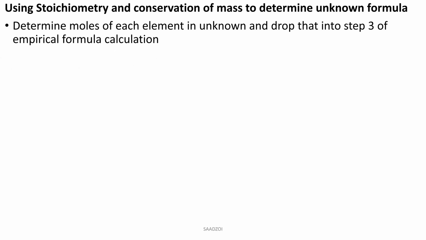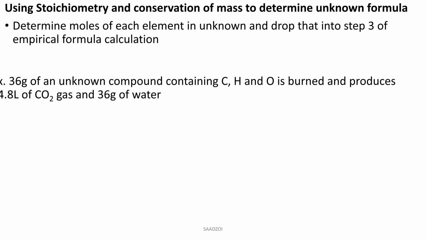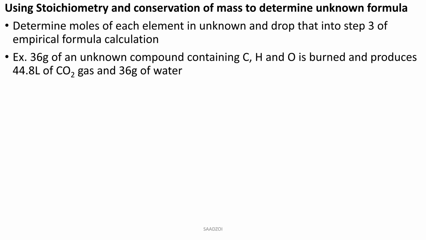All right, now we're going to put this together and do what's a typical question, which is you're trying to figure out the identity of an unknown using this kind of data. So you have 36 grams of an unknown compound, typical scenario, containing 3 elements, C, H, O. You don't know how many C's, how many H's, how many O's are in the compound. You just know there's those 3 elements. You produce 44.8 liters of CO2 and 36 grams of water.